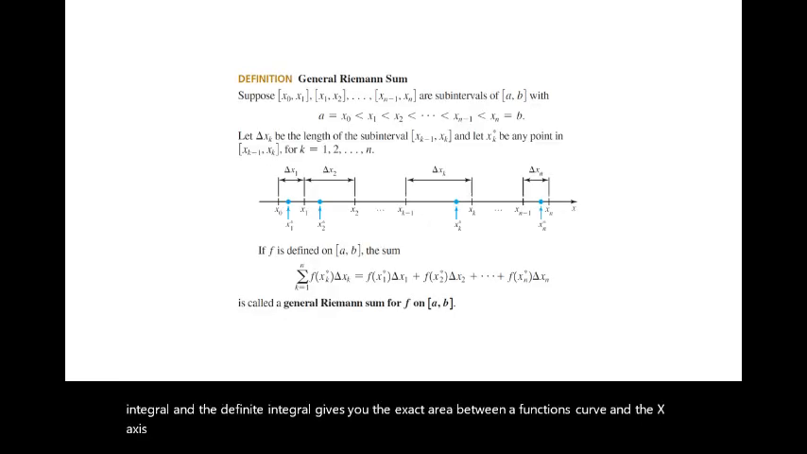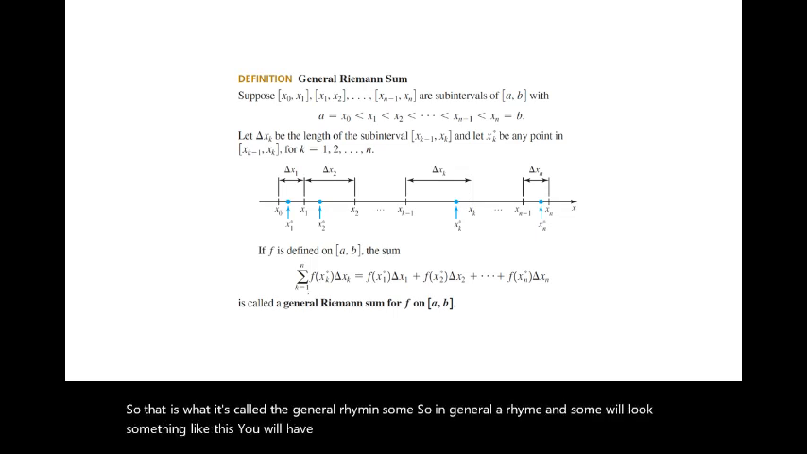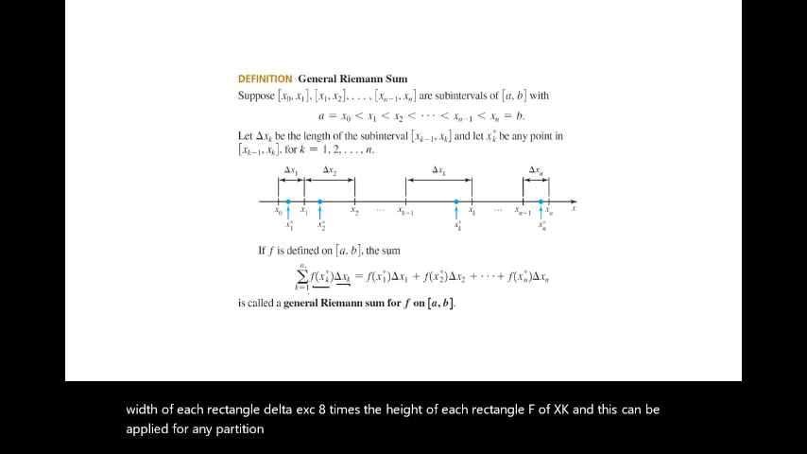So that is what is called a general Riemann sum. In general, a Riemann sum will look something like this. You will have the sum from the first rectangle to the 50th rectangle of the width of each rectangle, delta xk, times the height of each rectangle, f of xk. And this can be applied for any partition. It doesn't have to be a regular partition.